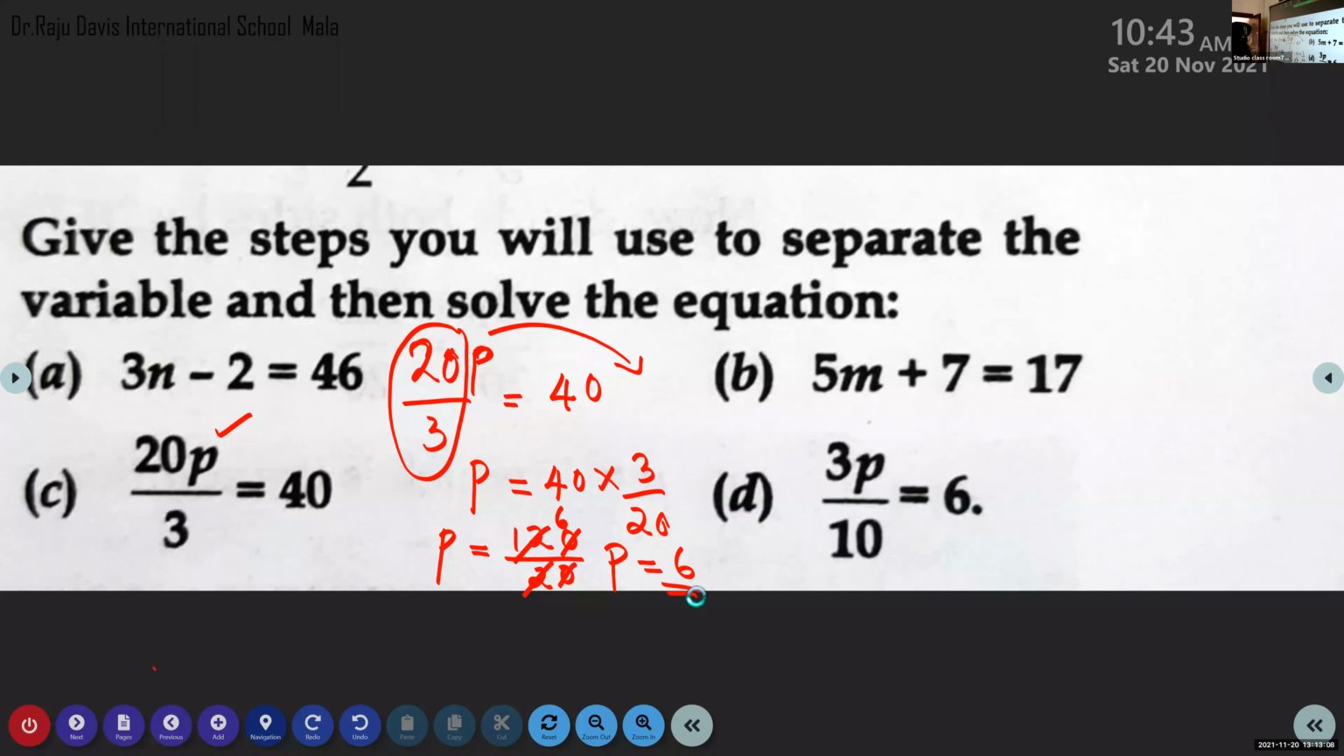P is equal to 6 as the answer. Now substitute in this equation and see, if P is equal to 6, what happens? It will be 20 into 6 divided by 3. What is it? 20 into 6 is 120. 120 divided by 3, 3 fours are 12, so 40. Correct. Right hand side and left hand side, you got the same. So the answer is correct.